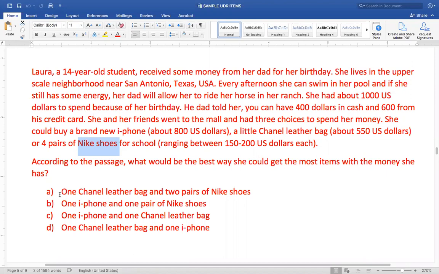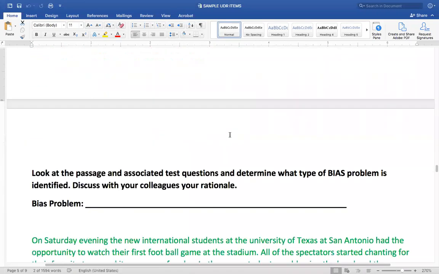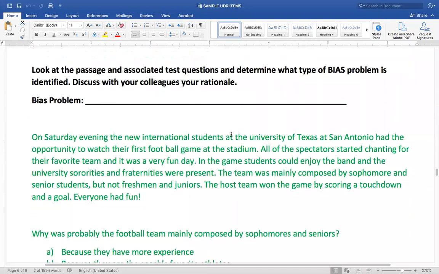So we need to avoid these sensitive topics also, expensive items, okay? So let's look at another example here. Look at the passage and associated test questions and determine what type of bias problem is identified.